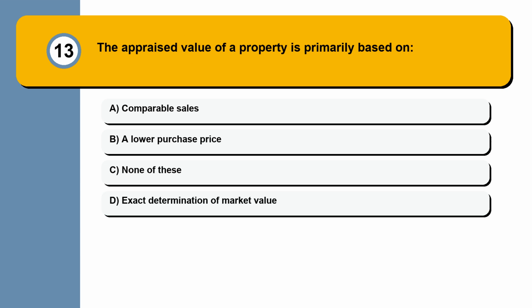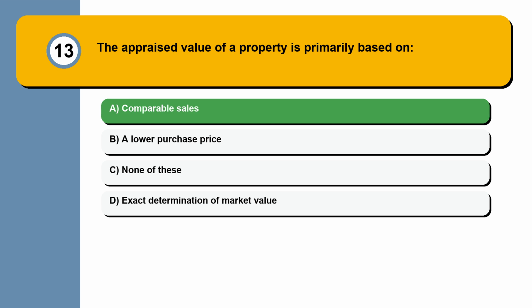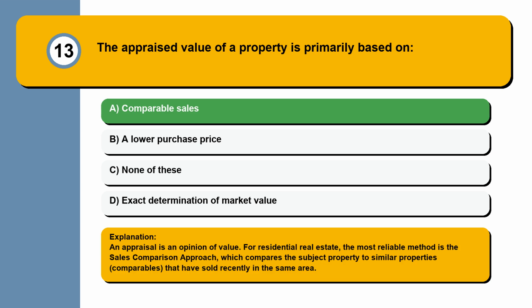Question 13. The appraised value of a property is primarily based on comparable sales, a lower purchase price, none of these, exact determination of market value. An appraisal is an opinion of value. For residential real estate, the most reliable method is the sales comparison approach, which compares the subject property to similar properties, comparables, that have sold recently in the same area.